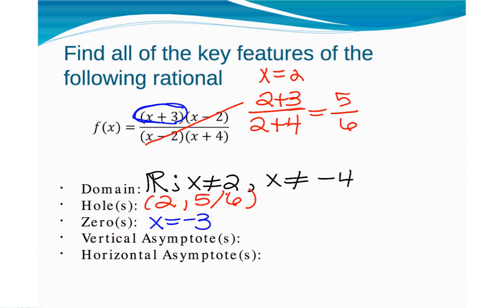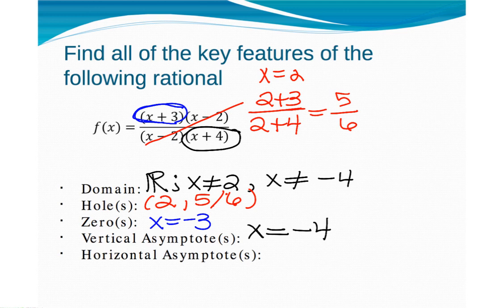And then finally, I'm going to look at my vertical and horizontal asymptotes. So my vertical asymptote is what's remaining in the denominator. And in the denominator, I have x plus 4. So when is that going to be 0? It's at -4. So my vertical asymptote, remember, is a line. So x equals -4.